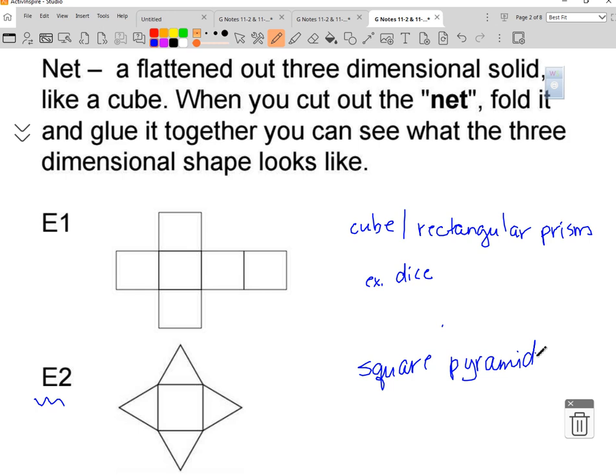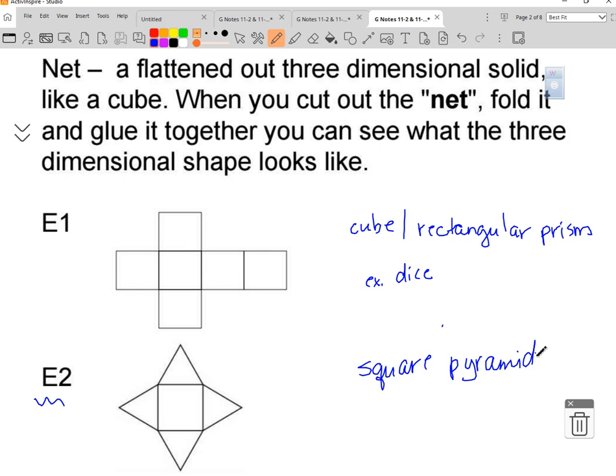The base is square. So you could have a rectangular pyramid, and that means the base will be a rectangle and all the other sides will be triangles. Right? So you still have 4 triangles, but some triangles will be fatter than the others. So two fatter ones on opposite sides and 2 skinnier ones. You can have a triangular pyramid where the base is a triangle, right? So then all the sides will be triangles. But that one doesn't have to be the same size as all the sides.